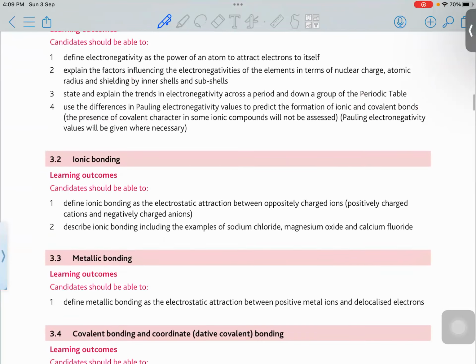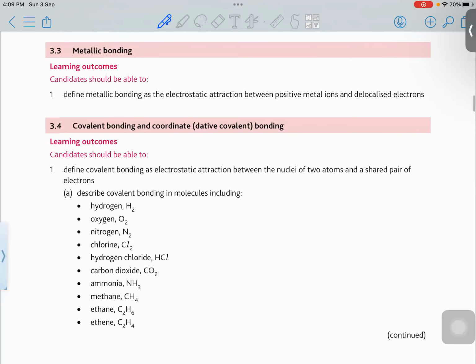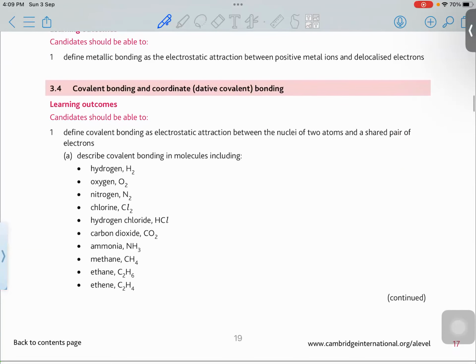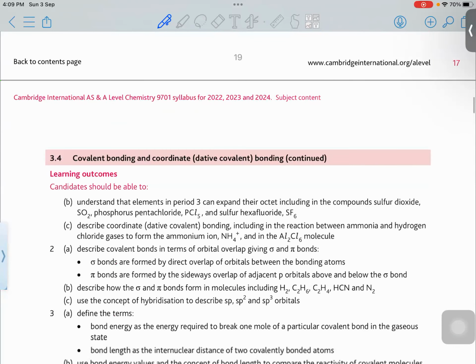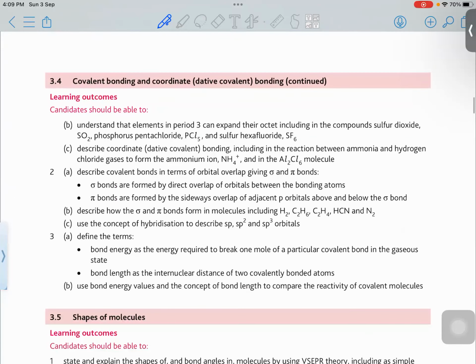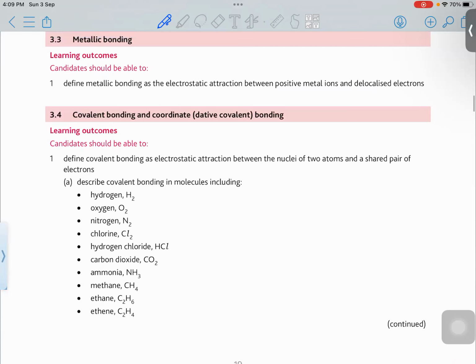Chemical bonding. We have discussed ionic bonding, metallic bonding, then covalent bonding, dative bonding, then shape of the molecule. Okay.